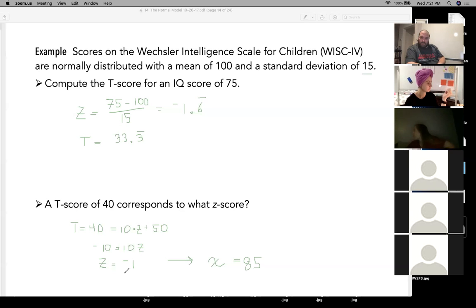Well, is that when you move to the left or something? No, just what does it mean conceptually to have a z-score of -1? How did you get -1? We solved. We had our t-score, 40 equals 10z plus 50, subtracted 50 on both sides, and then divided by 10.